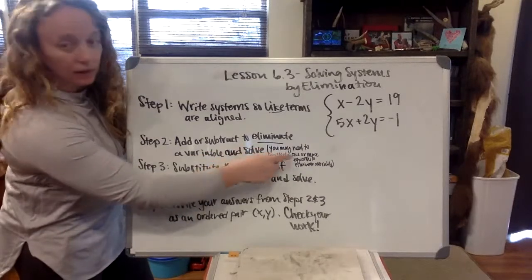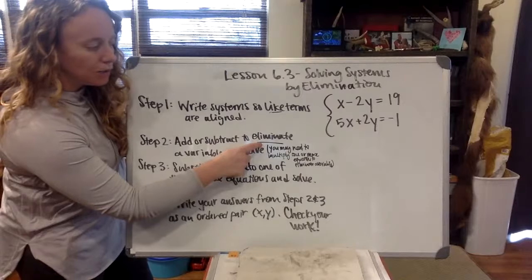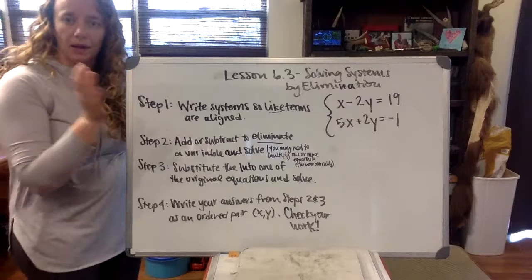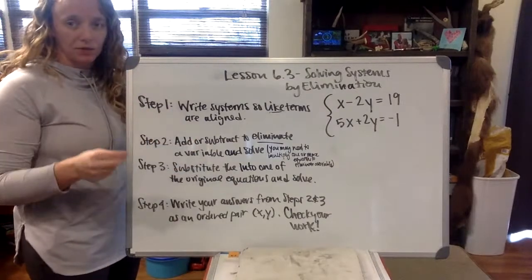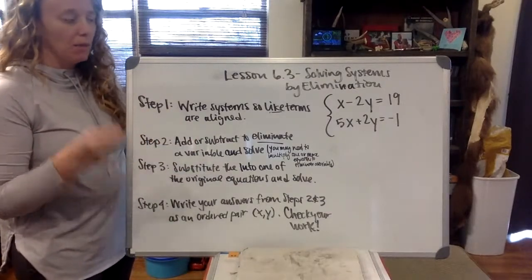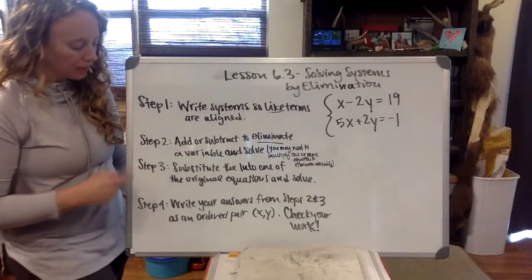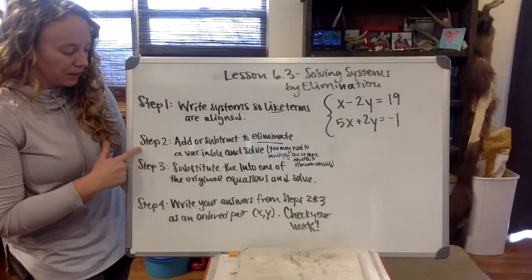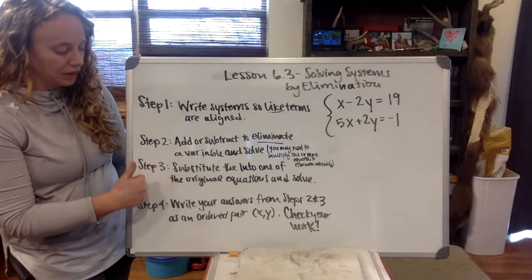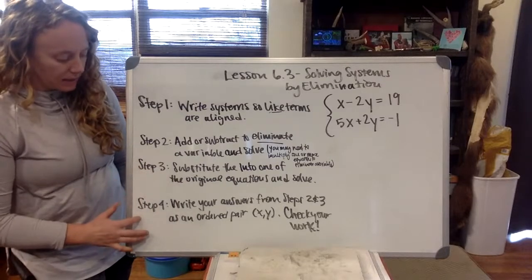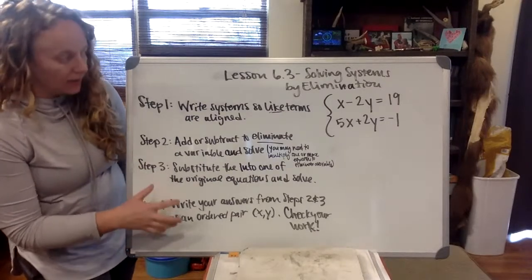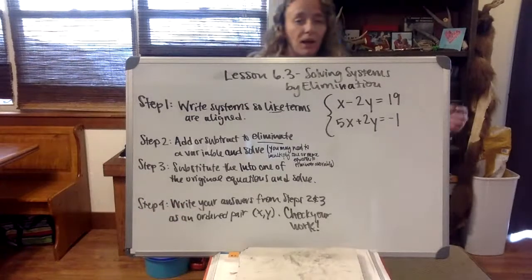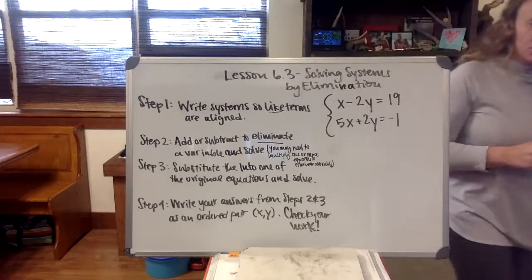There's fine print that might be hard to read: you may need to multiply one or more of the equations to be able to eliminate a variable properly. We're going to look at that more in the next 2 videos. Step 3, we're going to substitute the answer to step 2 into one of the 2 original equations and solve. And step 4, we are going to write our answer as (x, y) and check our work.